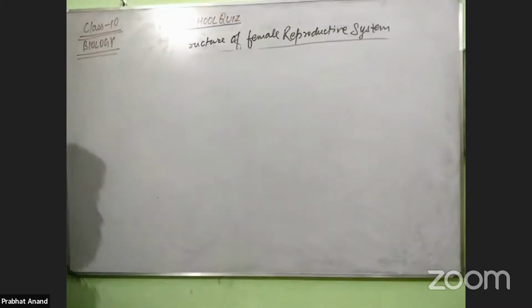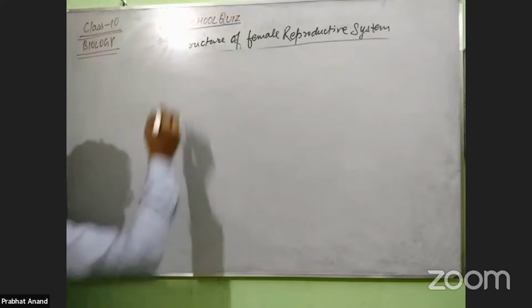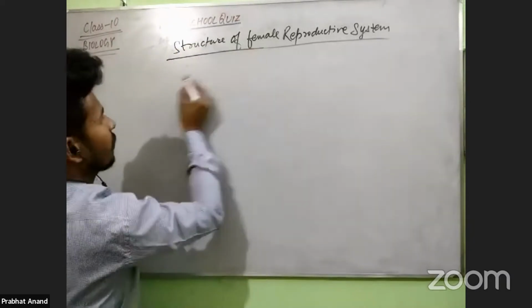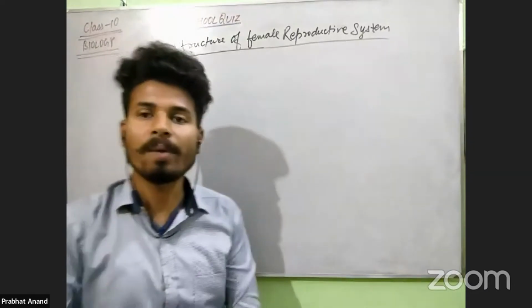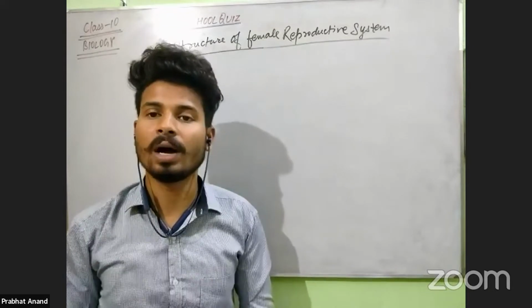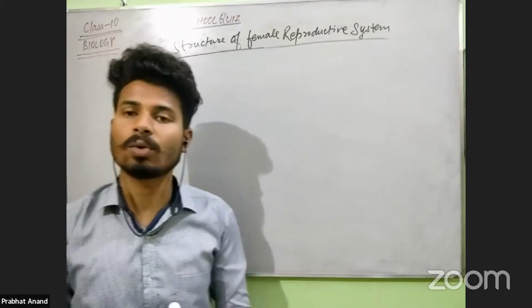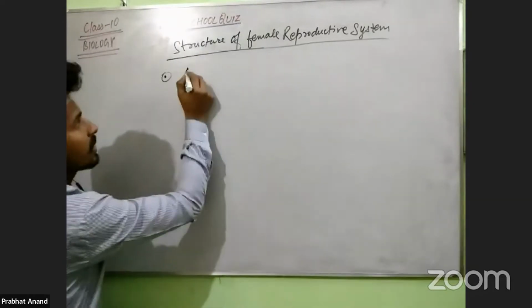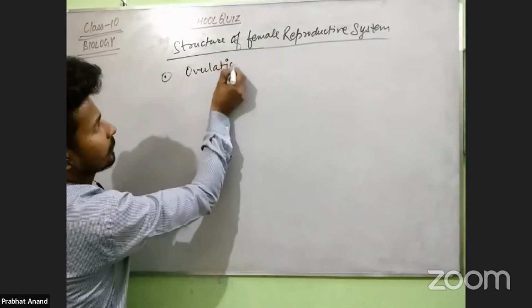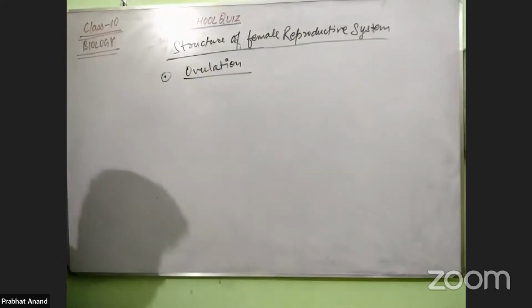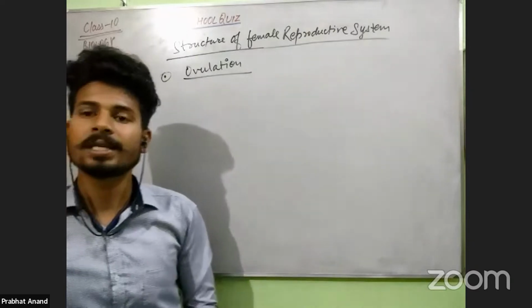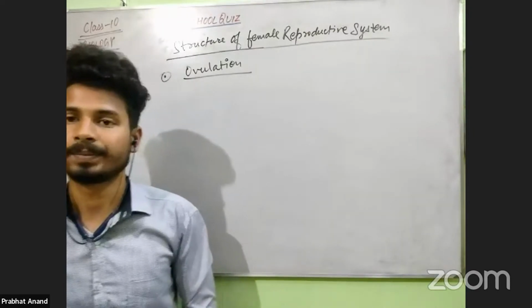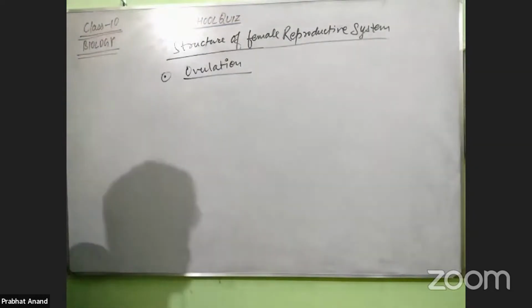So with this topic, the first question is: what is the sequence of ovulation? The process by which the ovum is secreted out from the ovary is called ovulation. Ovulation is the process by which the ovum is released out from the ovary.